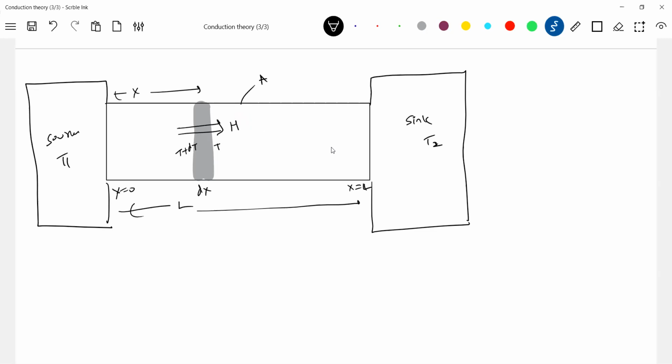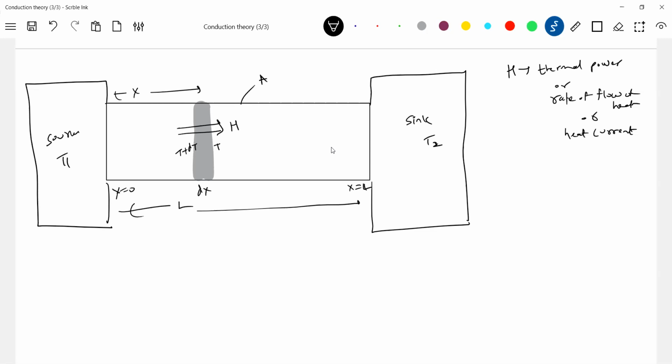So rather than heat, I'll call it thermal power, the amount of heat flowing per second, because I'm also interested in time. This H is called thermal power or rate of flow of heat or heat current. Now, different names are there. So what is the unit for this? Watt or joule per second.